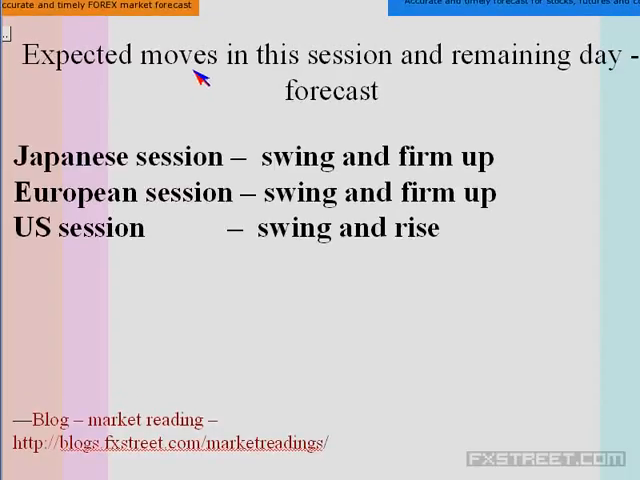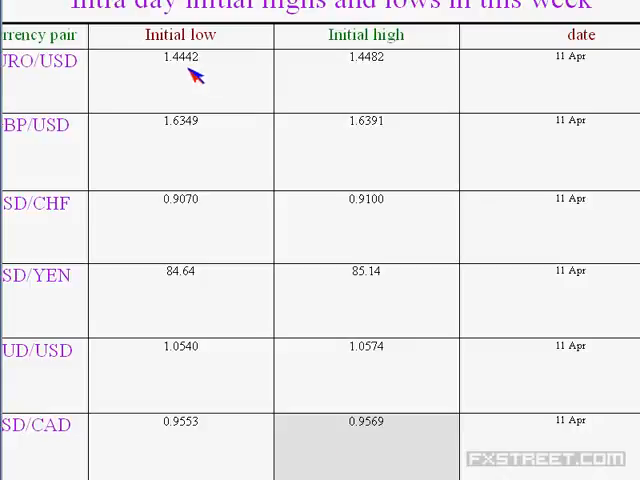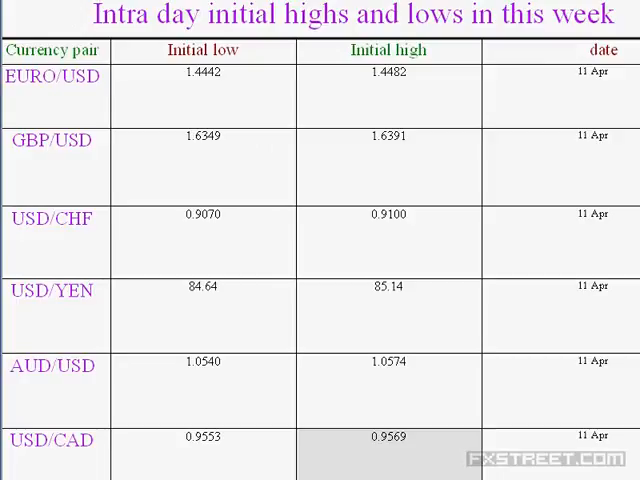And with regard to the initial lows and the highs set for today, 1.4442 is the low, 1.4482 is the high. Both are not breached in the case of Euro, and similarly in the case of GBP also, 63.49 and 63.91 are intact. CHF 90.70 and 91.100. Then Yen 84.64 and 85.14 not breached.